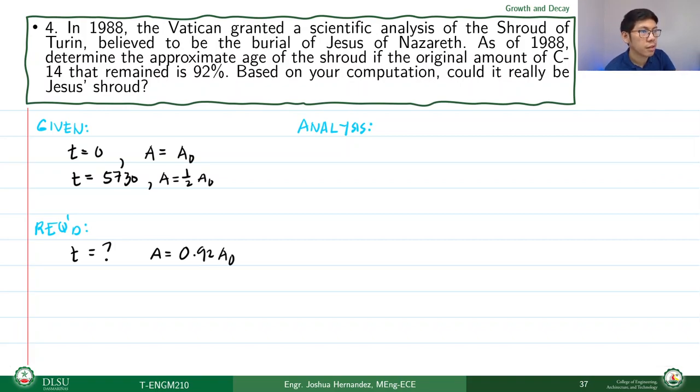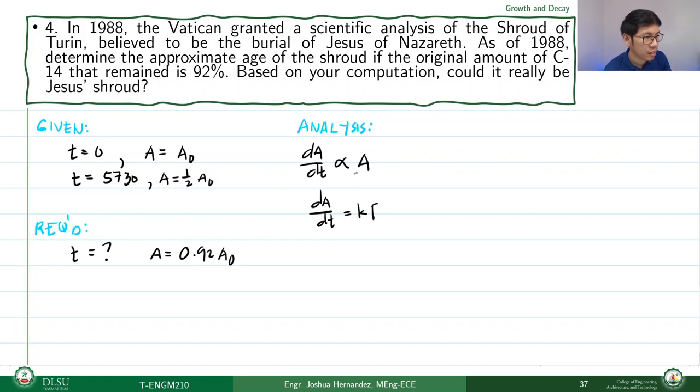Okay. So, carbon dating, the relationship here is that the rate of change of the amount with respect to time is directly proportional to the current amount. So, since meron siyang direct proportionality relationship, we can introduce a proportionality constant, k. And you know this already, that this is separable, dA over A equals k dt.